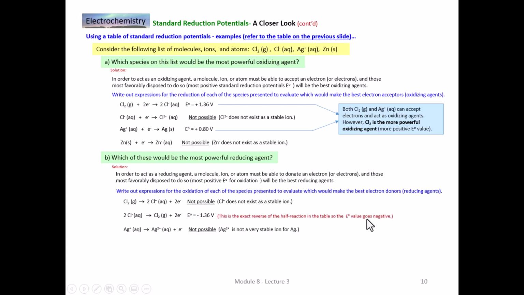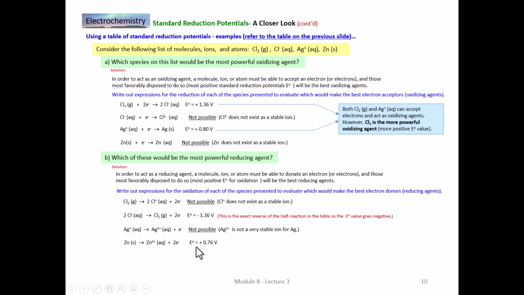How about silver ion going to silver 2 plus an electron? Well, we're going to rule that one out because silver 2 plus is not a very stable ion for silver. If you're not comfortable with that, we can just leave it that you're not going to find this on a table of standard reduction potentials. You're not going to find the reduction of silver 2 plus to silver plus ion. How about zinc metal going to zinc 2 plus plus 2 electrons? Well, sure, you're going to find this on the table of standard reduction potentials written as a reduction. You're going to find it as zinc 2 plus plus 2 electrons going to zinc.